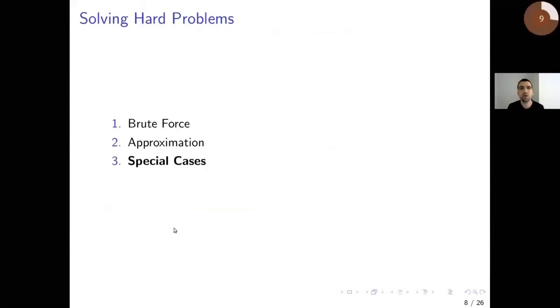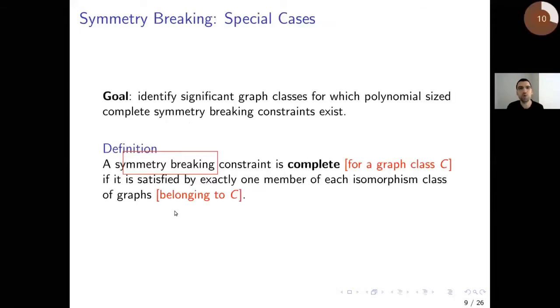In computer science, when we deal with hard problems, we typically try one of the following approaches. We may apply a brute force approach, we may find an efficient approximation algorithm, or we identify special cases where we can solve the problem in an efficient way. And this approach is the one that we are concerned with in this paper. We identify a significant class of graphs for which we can find polynomial-sized symmetry breaking constraints which are complete.